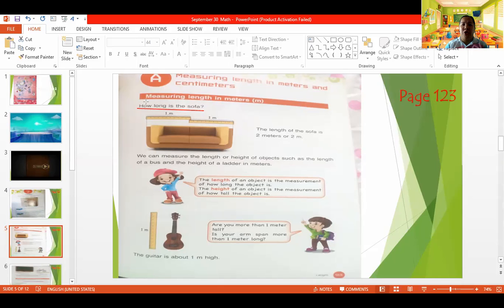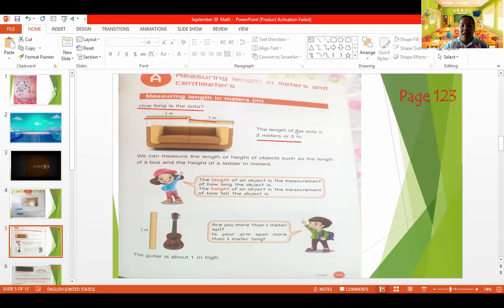We will measure it by length in meters. We will use meters first, with a tape measure or a ruler. How long is the sofa? It has 1 meter plus 1 meter. The length of the sofa is 2 meters, or 2 m.